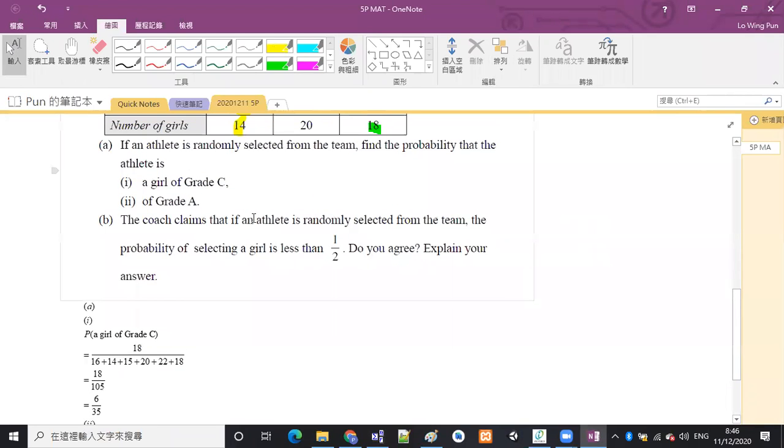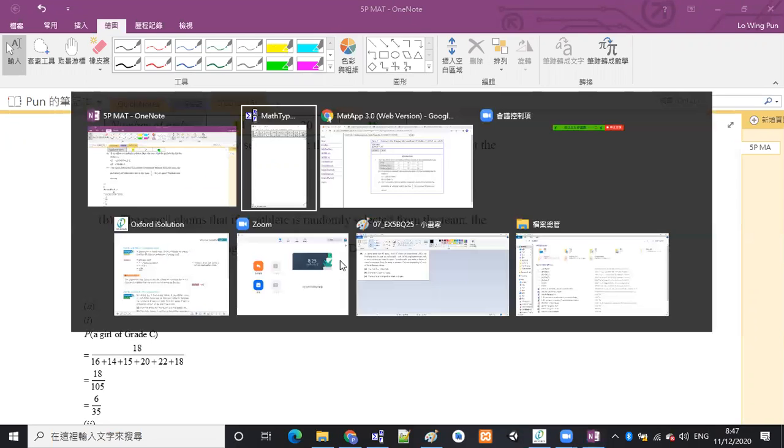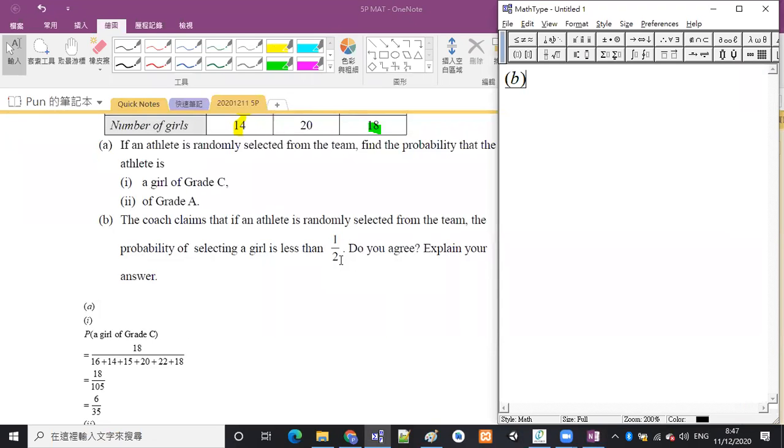Now, it is still a selection, so where is it selected from? Selected from the team, right? Okay, and so the denominator is still equal to 105, and we are going to consider the probability of selecting a girl. Although this time the question does not ask you to find, it claims something about the probability of selecting a girl.